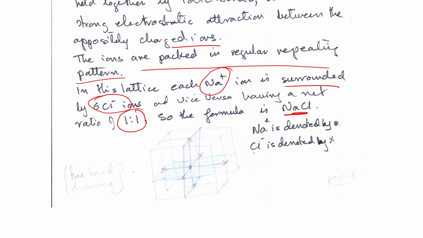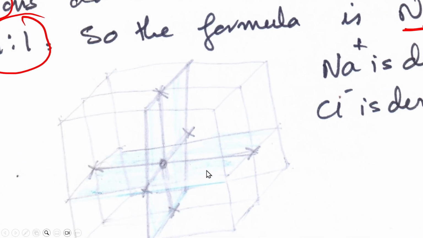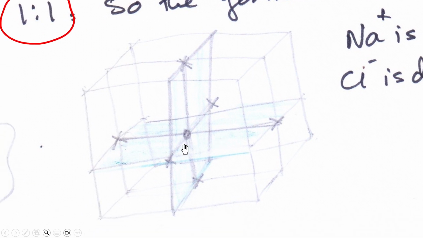Now in the diagram, you can see that I have shown the three-dimensional structure. Right in the center with a dot, we have the sodium ion, and with the cross we have chloride ions. So you can see that on all sides of sodium we have 6 chloride ions.